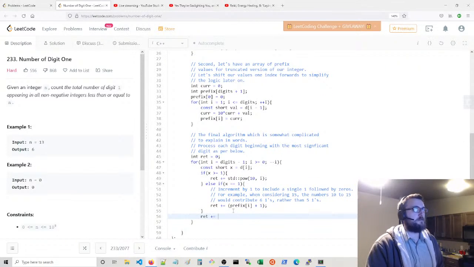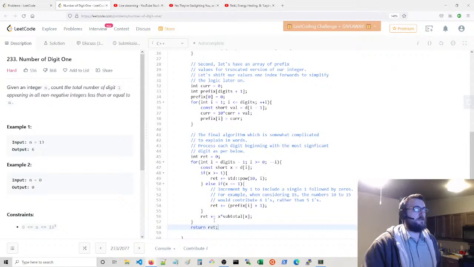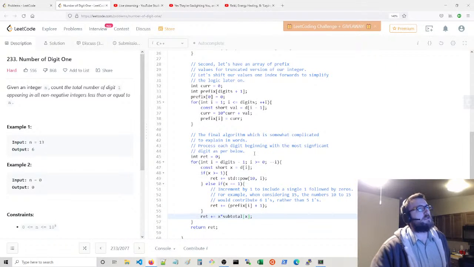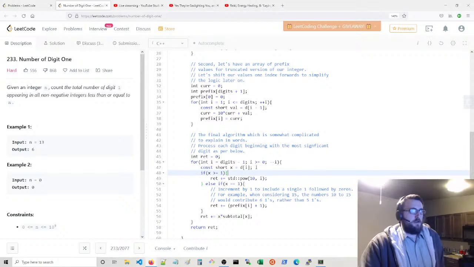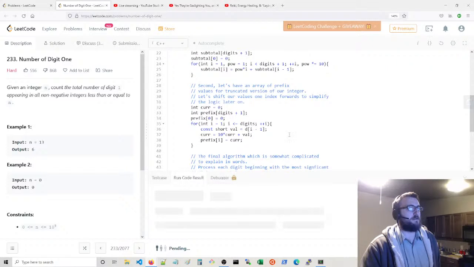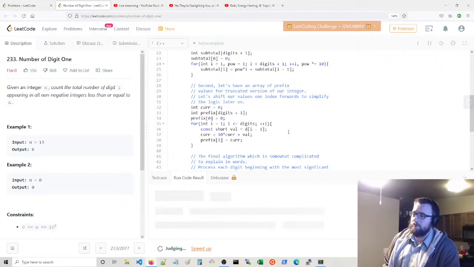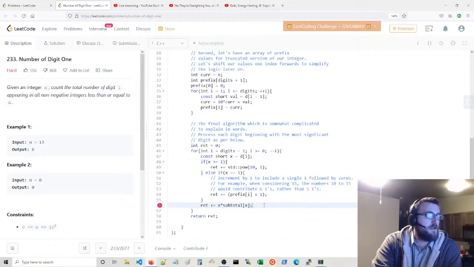And then finally, you plus equals x times subtotal of x. And I think you return ret at the end. I think it's that simple. The subtotal of x times x, if we get down to, so let's try executing, see if this compiles first. If we get down to, ooh, runtime error, ouch, out of bounds, oof, okay.